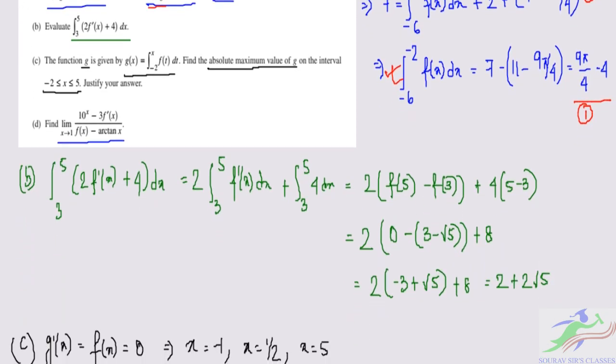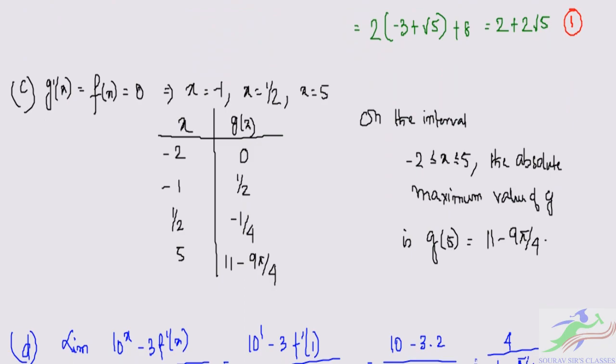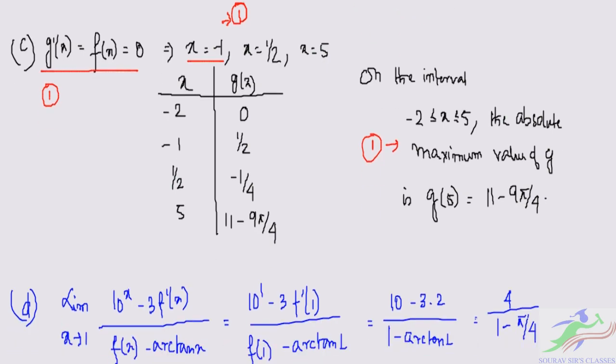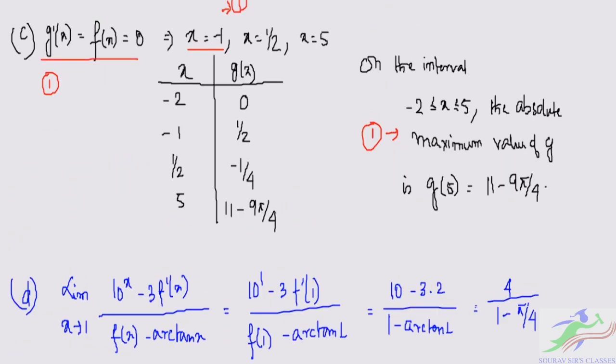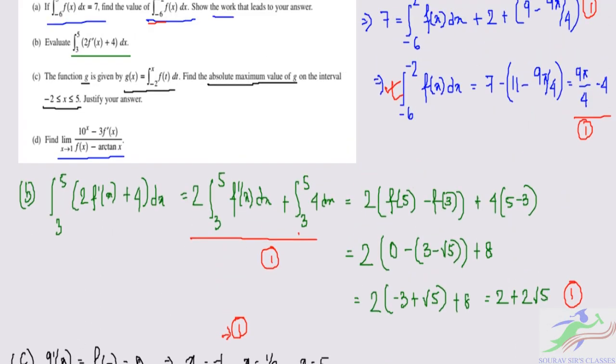In part B, first of all, the fundamental theorem of calculus fetches you 1 point, and the answer will give you 1 point, that is 2 points. And part C, this g prime of x equals f of x equals 0 step will fetch you 1 point. Identifying x equal to minus 1 as a candidate fetches you 1 point, and the justification of your answer. And finally part D, finding the answer for the limit will fetch you 1 point. So that's all for question 3.